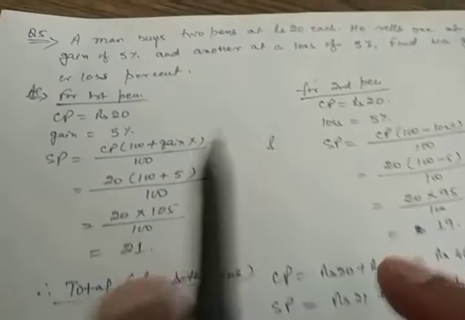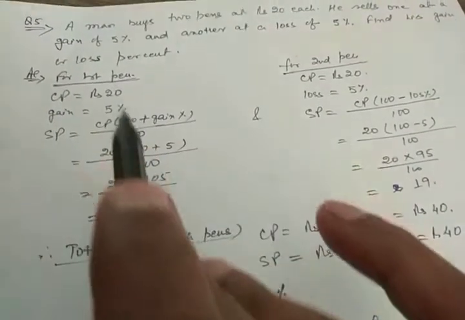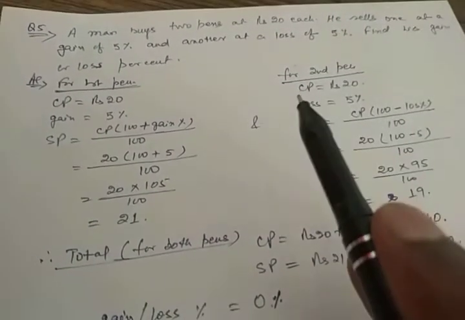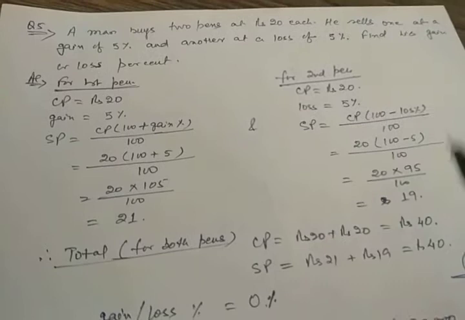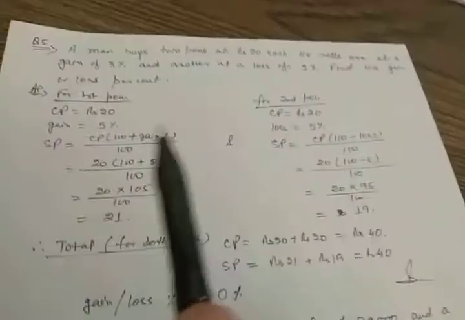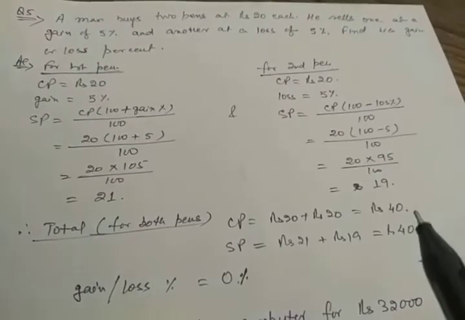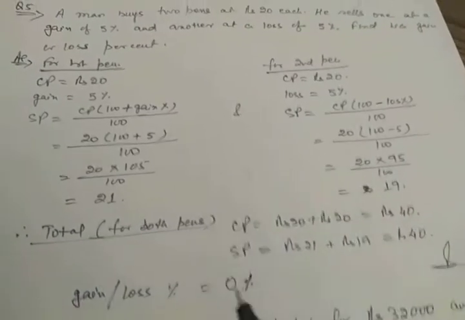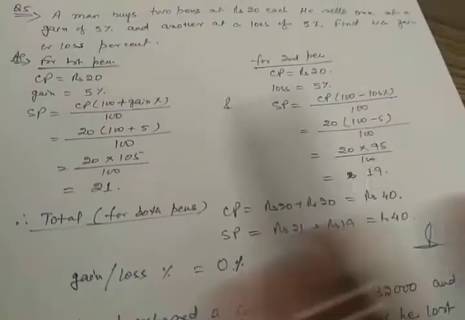Okay, so we will calculate like this now. For the first pen, CP is 20, gain 5%. So we will calculate the SP. How much is it coming? 21. Now for the second pen, CP is 20 and here loss is 5%. Now we calculate, then SP of the second pen is coming 19. So for both pens, CP should be 20 plus 20, that is rupees 40, and the SP should be 21 and 19, that is also 40. Now CP and SP are equal, both are rupees 40. I mean there is no loss, no gain.